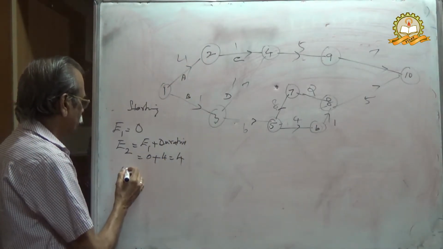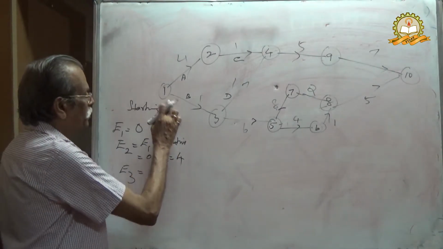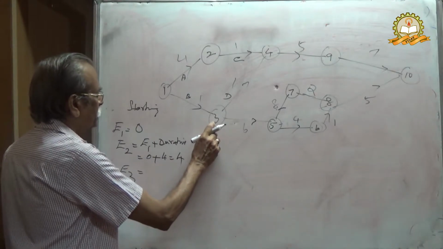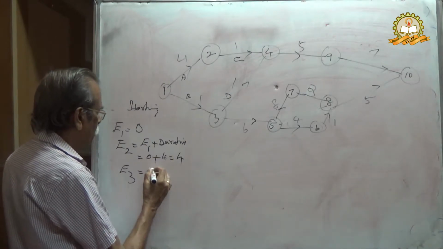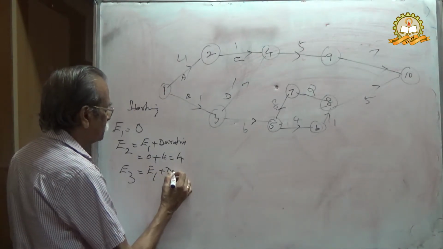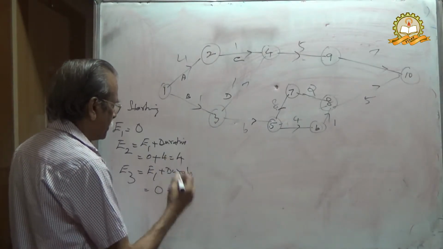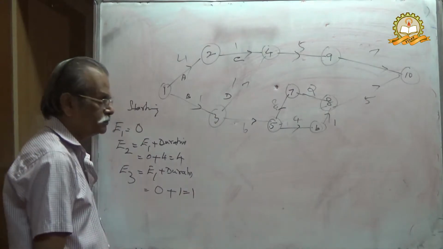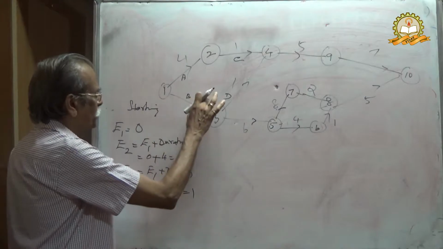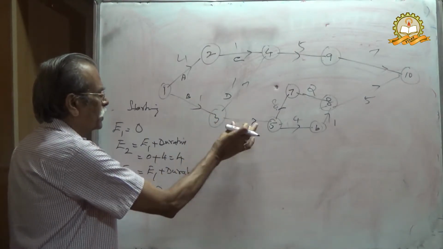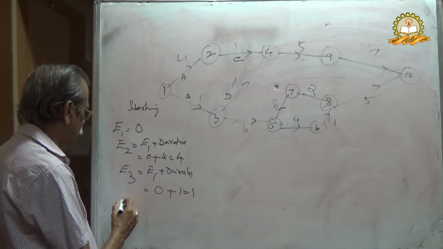Now you go for E3. E3 is reached from E1 plus duration, equal to 0 plus 1, equal to 1. Therefore, E3 equals E1 plus duration, the early start time of this particular activity, equal to 1. Then, similarly, E4.